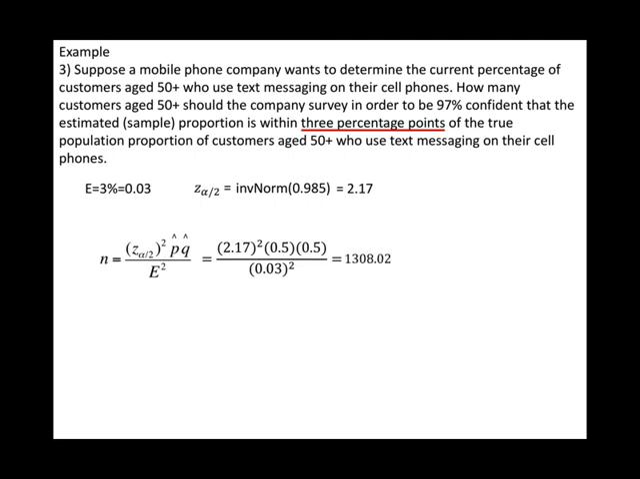Is it your final answer? No, right? You have to round it up. Even though the decimal part is less than 5, you still round it up to the next whole number. So that will be 1,309. That's it for section 7.1.